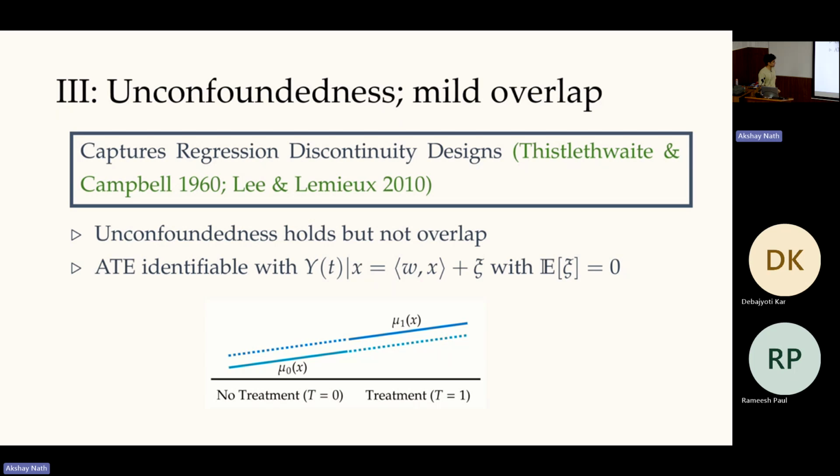One thing I want to mention is that they assume linearity, but for the noise, they don't need to assume a parametric structure. They only need the expected value of the noise to be 0.